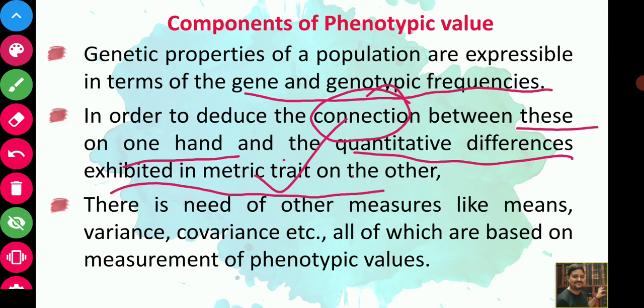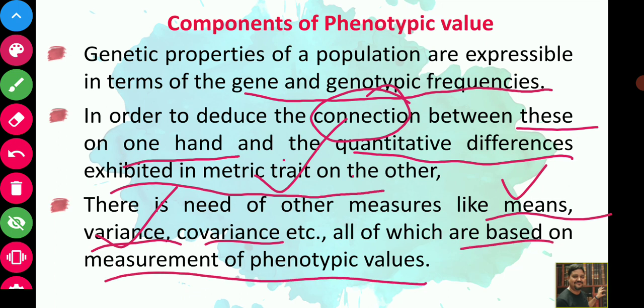So if you want to correlate genotypic frequency and the phenotypic value, you need measures like mean, variance, covariance, etc. These measures we have already studied in statistics, and all of them are based on the measurement of phenotypic value. For measuring any phenotypic value, we explain it in terms of mean, that means measure of central tendency, or measures of dispersion.